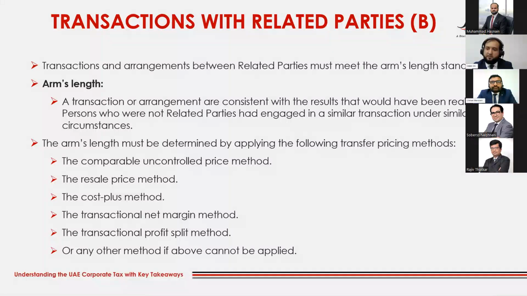by transfer pricing rules. There are 5 methods which have been dictated. First method is the comparable uncontrolled price method. Second method is the resale price method. Third one is the cost plus method. Fourth one is the transactional net margin method. And fifth one is the transactional profit split method. Because of the shortage of time and this topic being very extensive, I would move to the next.